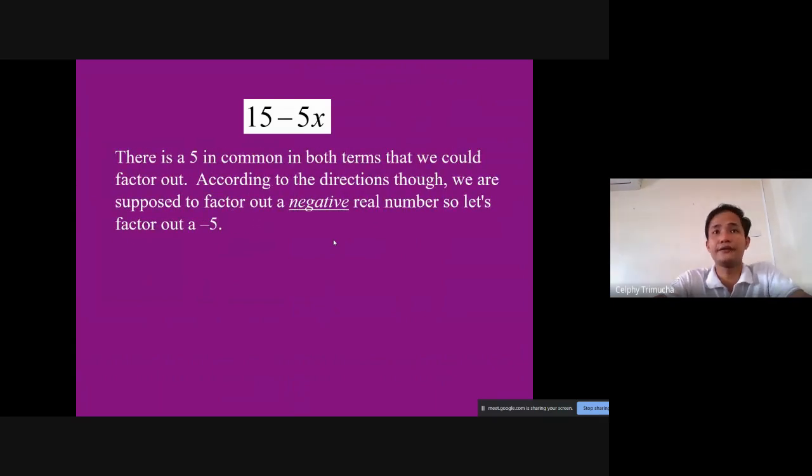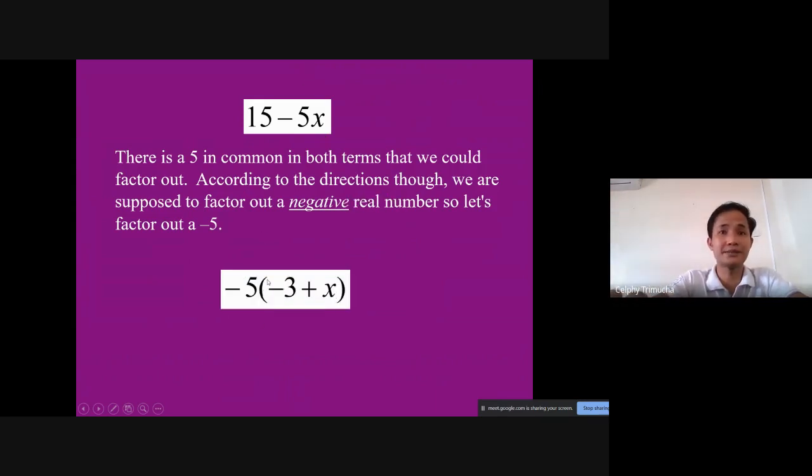process, we have 15 minus 5x sa aton equation. So ano ang naton ginihimo? Ginihimo naton is to factor kung anong common sa sina nga terms of polynomials. There is a 5 in common in both terms that we would factor out. According to the directions, though, we are supposed to factor out a negative real number. So let's factor out a negative 5. So negative 5 para mag-positive ang mabilin. So factor it ang negative 5. So we have negative 5 times negative 3 plus x.